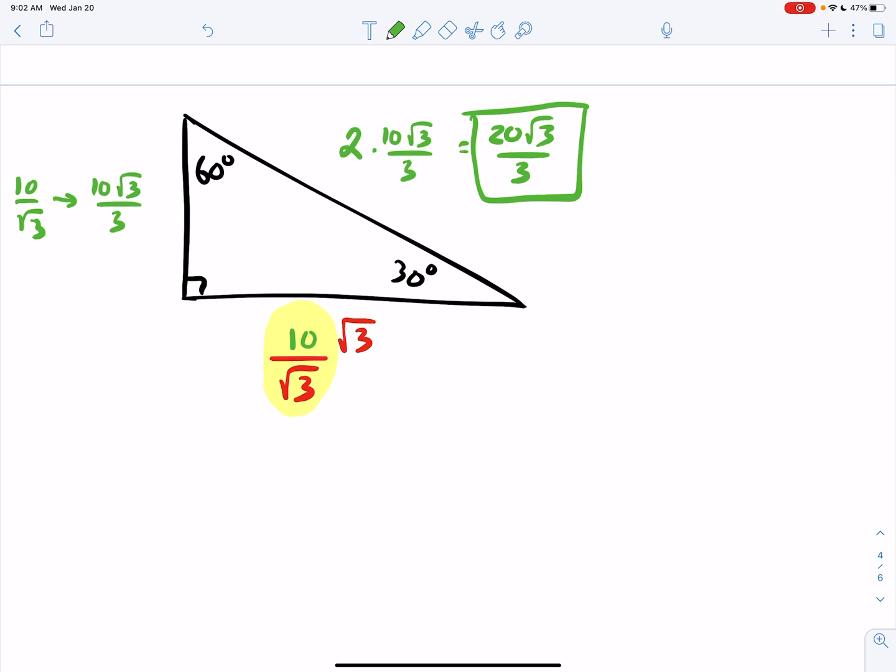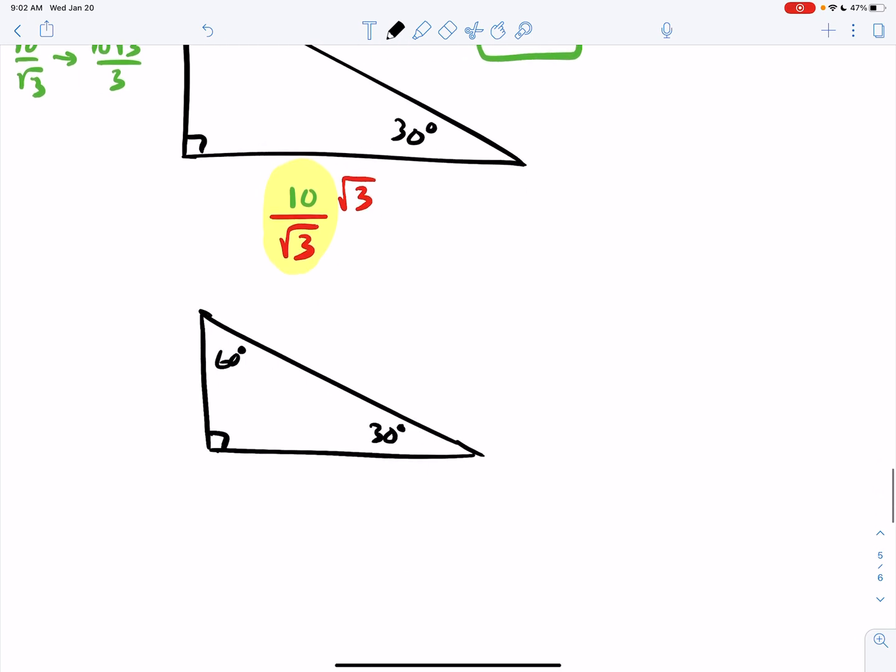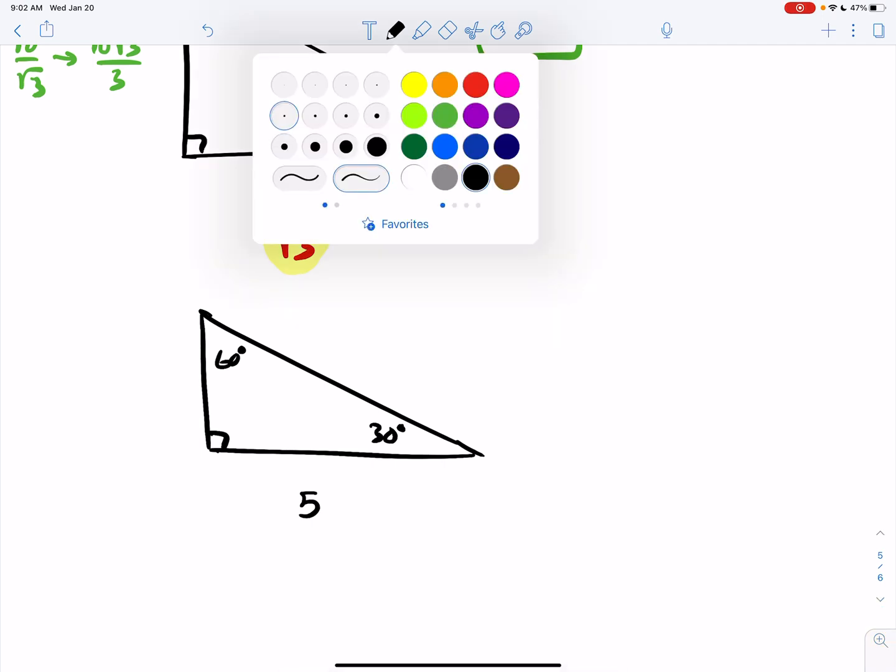All right? Let's do a couple more. I want to make sure that you guys are used to this. Let's do 60, 30, and let's do 5. Okay, try this one out here. Find the 2 missing sides. Press play when you're ready.